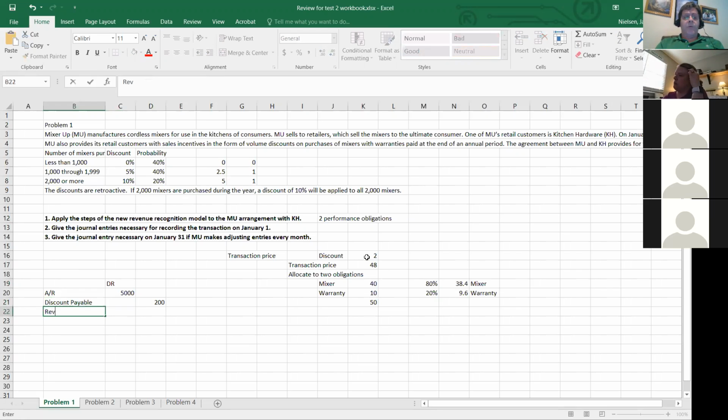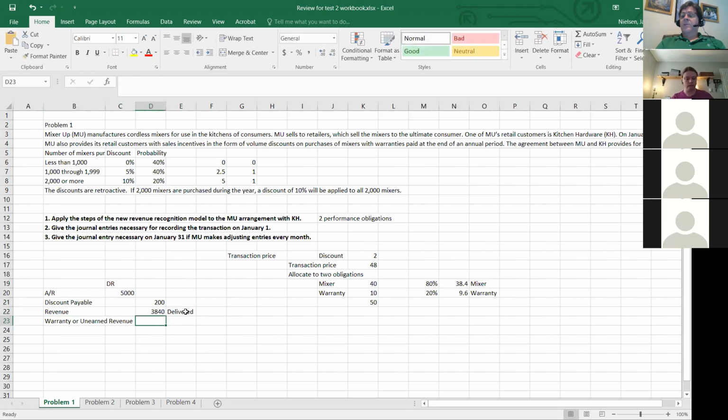Now we're going to record revenue for the amount for the mixers. So the mixer price that we came up with over here, this 38.4 times 100 mixers. That's how much actual revenue, because these were actually delivered. Okay. The warranty hasn't happened yet. So we can call that warranty or unearned revenue.